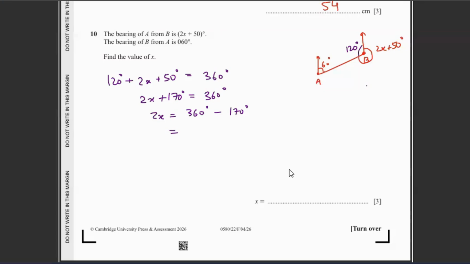Now we know that this angle is 60, so this angle will be 120 degrees, the complementary angle. This total is 360, so 120 degrees plus 2x plus 50 degrees is equal to 360 degrees. 2x plus 170 degrees is equal to 360 degrees. 2x is equal to 360 degrees minus 170 degrees, which is 190 degrees, and x equals 95 degrees.